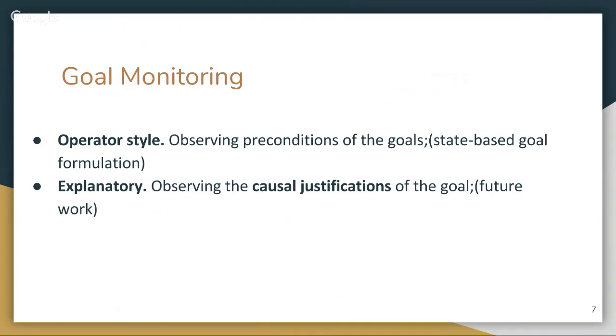We categorize our goal monitors into operator style and explanatory. The operator style is when the goal is generated based on some rules. So we observe the preconditions of the goals, and if any change happens to those preconditions, the agent decides to transform the goal or abandon the goal. Explanatory is the second type, when the goal is formulated based on an explanation, and then this goal monitor observes the causal justification, and if the reason changes, then it abandons the goal.